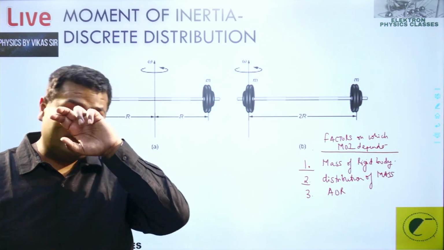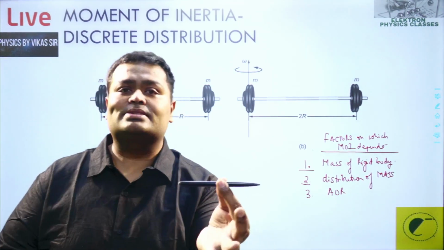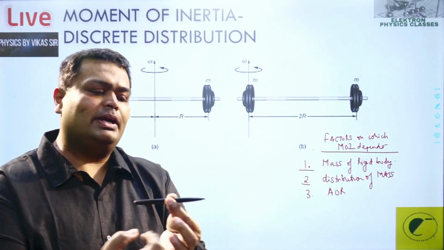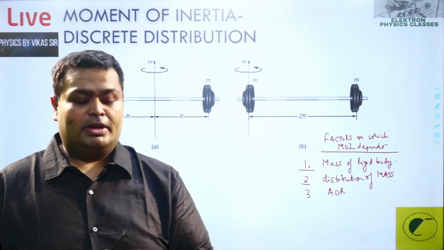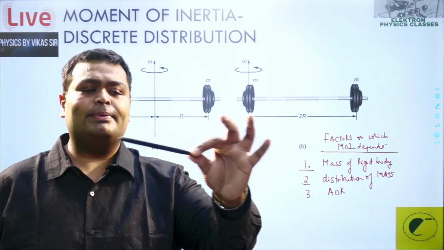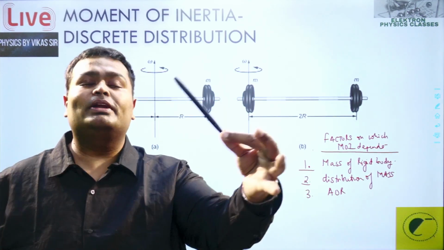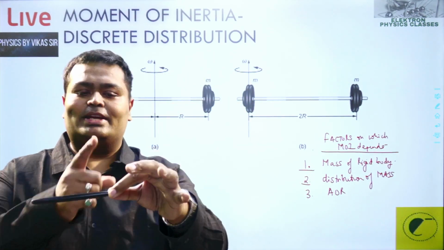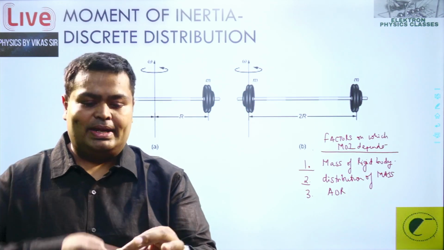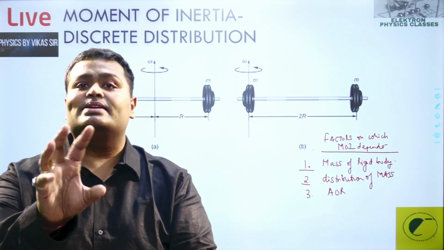The distribution is different. See, if I am taking the center axis, the distribution is different. This is L by 2, this is L by 2. But if I am taking the axis over here, then what is happening? This particle has zero moment of inertia. Reason? Because it lies on the axis, so the perpendicular distance is zero.